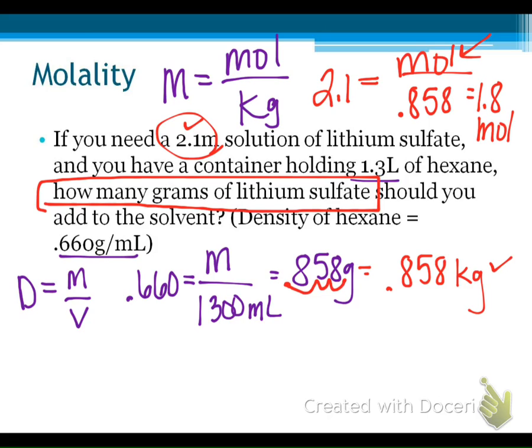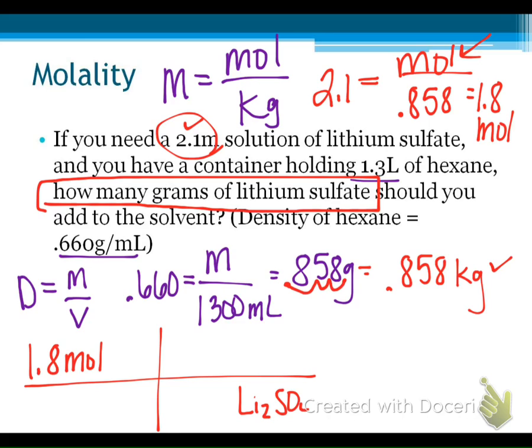And how do we convert 1.8 moles of lithium sulfate? We want to divide by molar mass. Good. What's the chemical formula for lithium sulfate? Good. Li2SO4. Because sulfate is a -2. Lithium is a +1, so we cross down those charges when we go to form our molecule and we get Li2SO4.